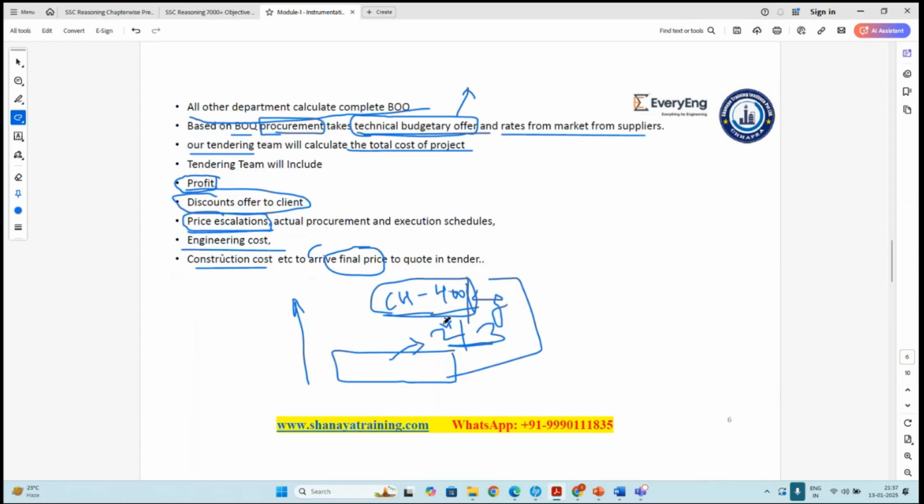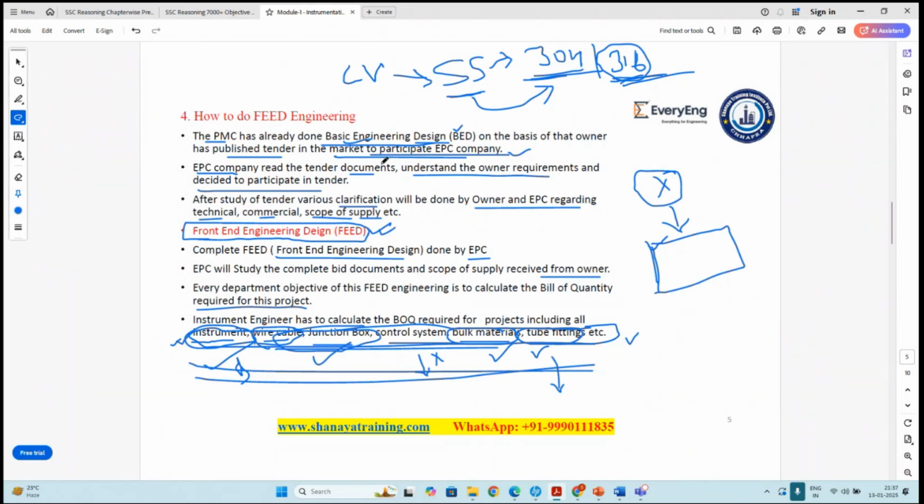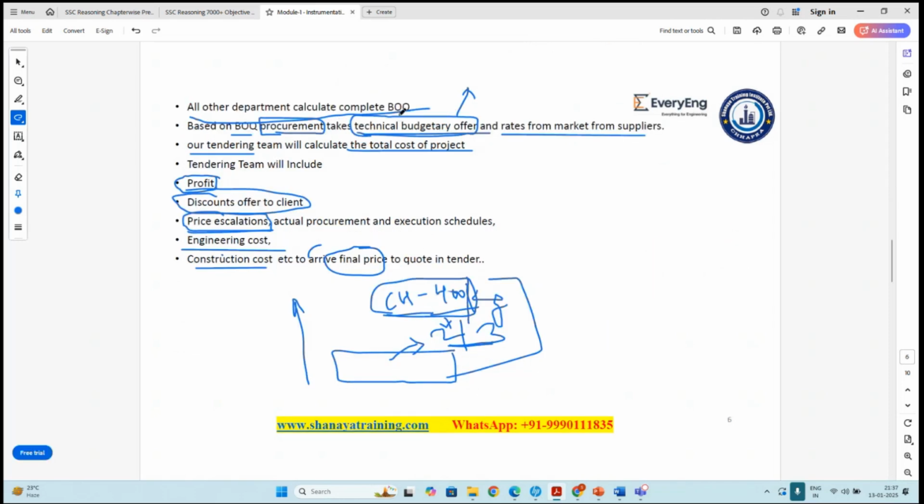In a nutshell, you should know how tendering is done. The owner will publish the tender, and in their tender document they will state all the basic technical requirements. Once the technical requirements are read by the EPC company, they will do the FEED engineering. In the FEED engineering, every department will calculate the bill of quantity.